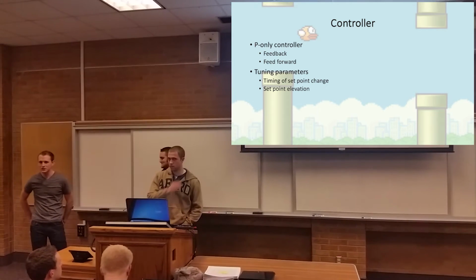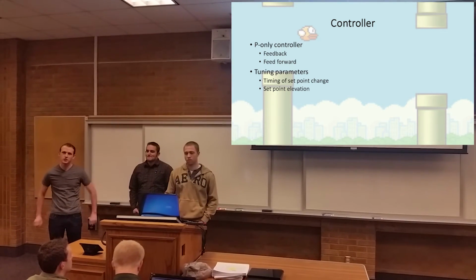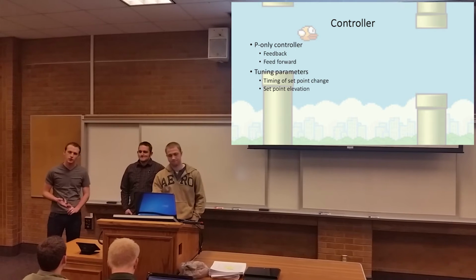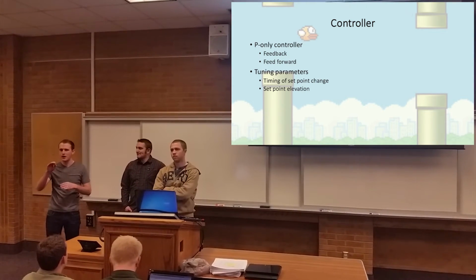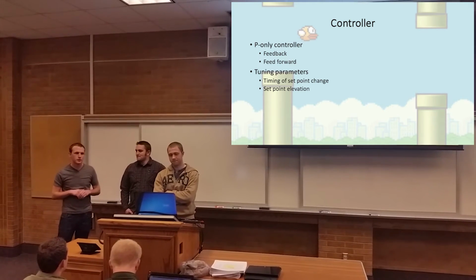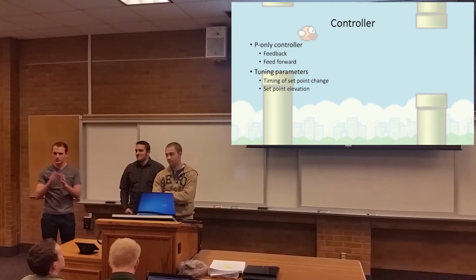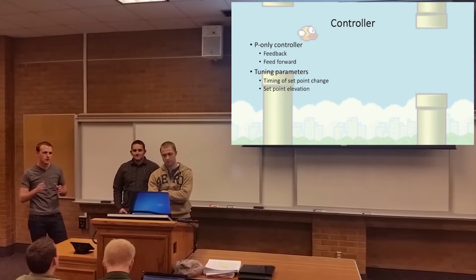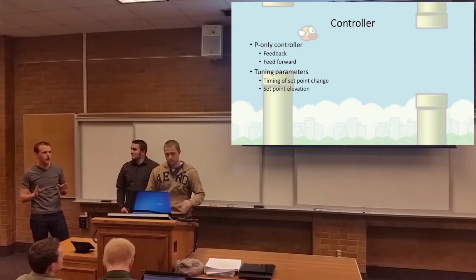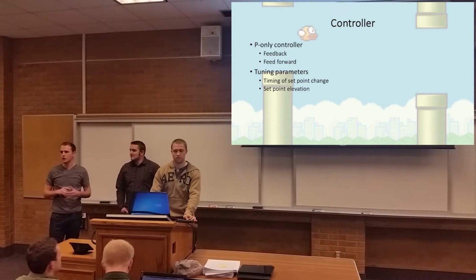So our controller was essentially a proportional only controller. It had feedback and feed forward elements. The feedback element was that it measured the elevation and then compared that to the set point. And the feed forward aspect of the controller was that it could see the disturbances, the pipe elevations that were coming up. And there were essentially two parameters that we could change to tune our controller.